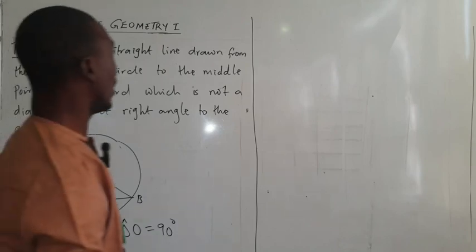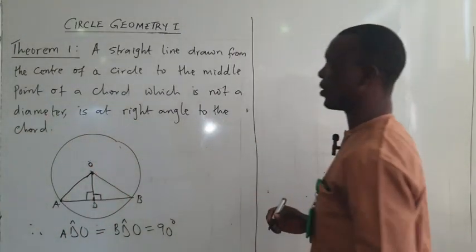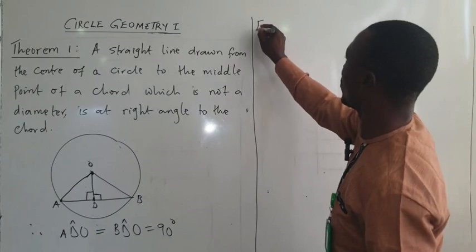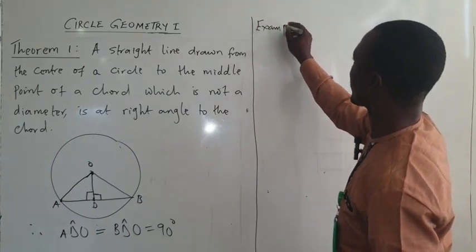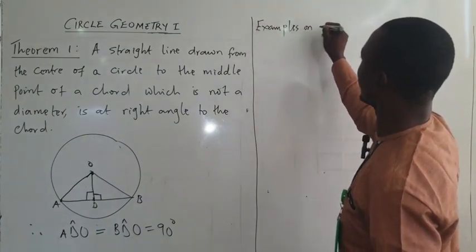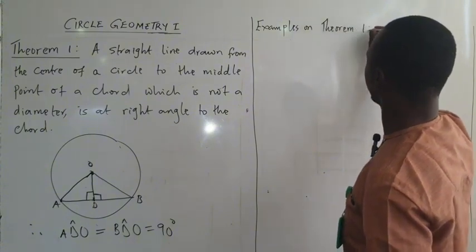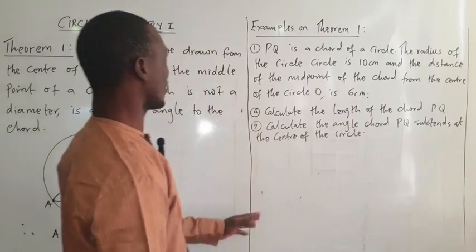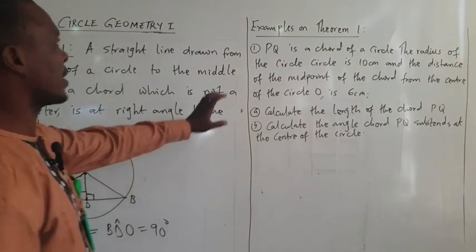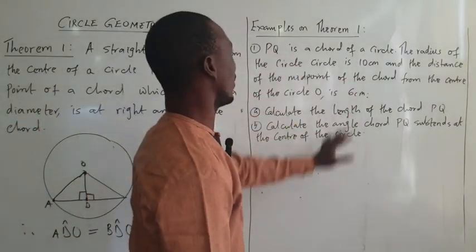So let me give you the example under theorem 1. Example 1 under theorem 1. The question says PQ is a chord of a circle.